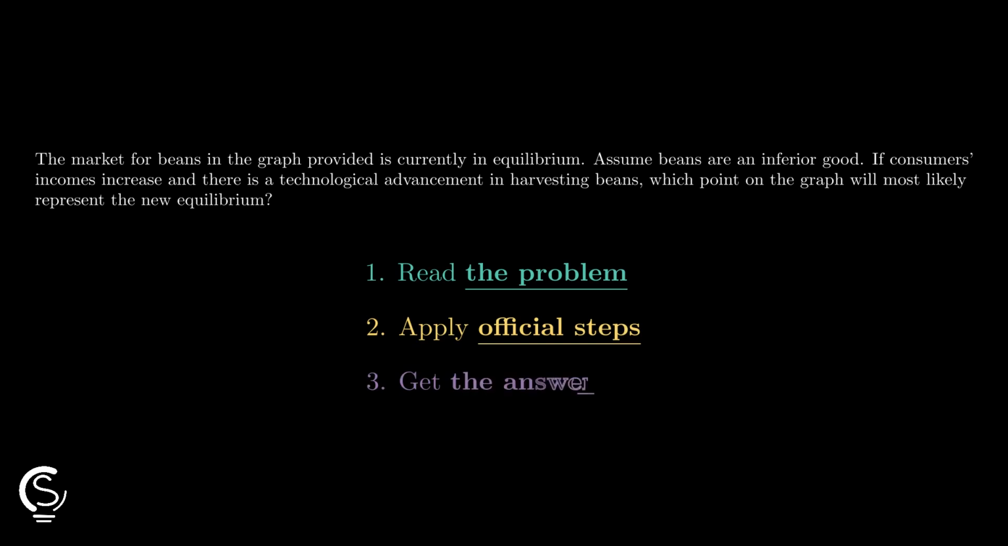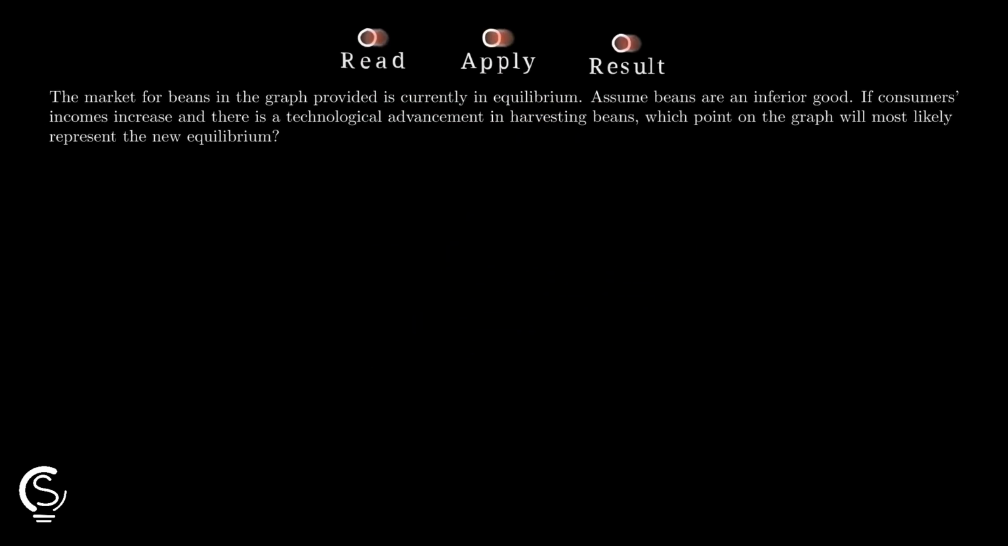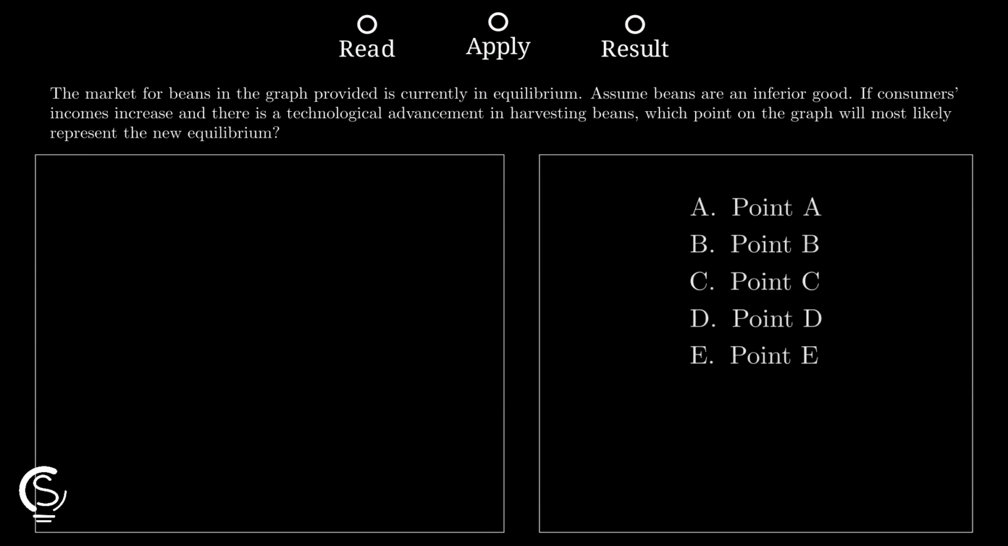Let's level up. Market equilibrium for beans is shifting fast because of income changes and new technology. First, identify that beans are an inferior good here. Since consumer incomes are rising, the demand for these beans will actually decrease, shifting the entire demand curve to the left.